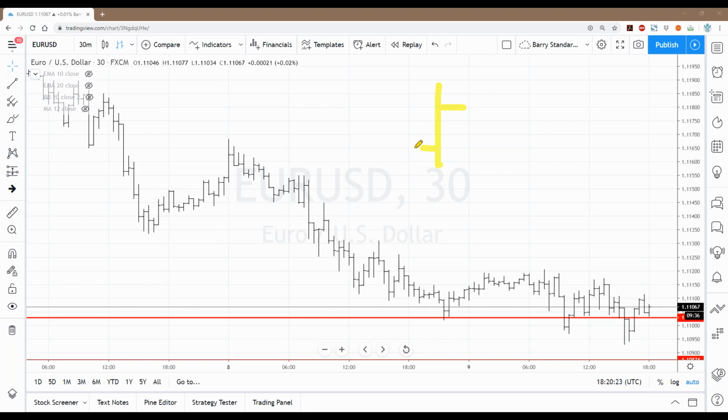Now, if we stepped up the ladder from the open to the close, we would have a bullish session. If we step down the ladder from the open to the close, we would have had a bearish session. But we can also start to see in a bar chart prices.